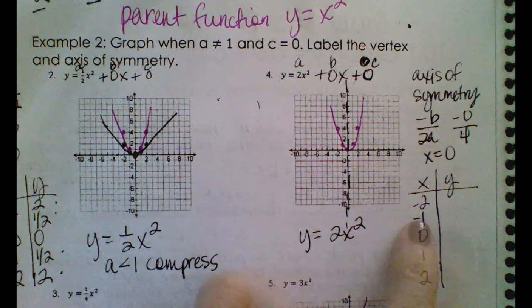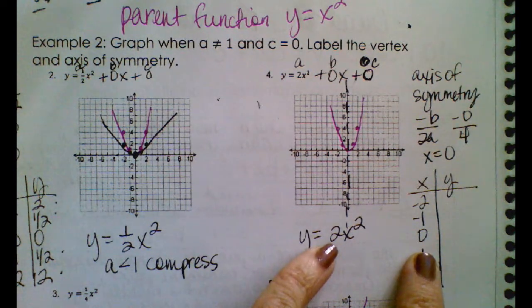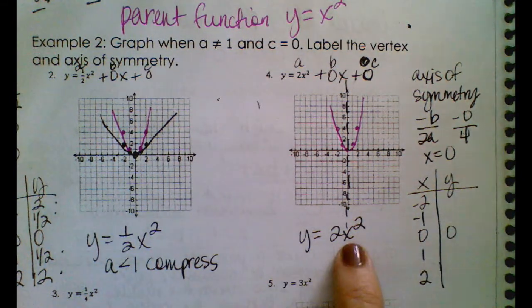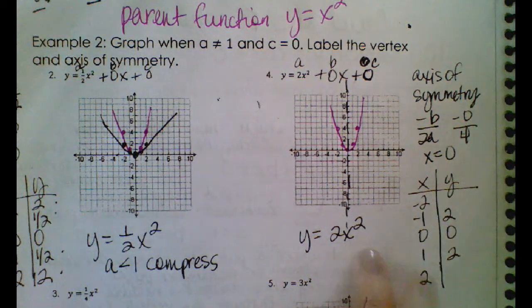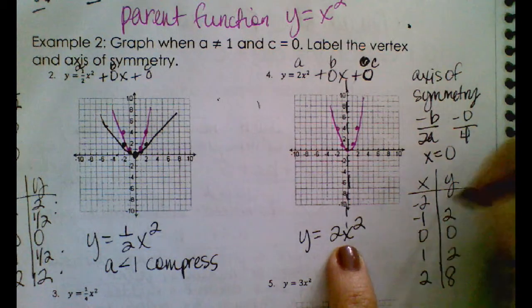So, Noah, let's do 0 first. What's 0 squared times 2? 0 times 2 is 0. Good. Okay, what's 1 squared times 2? 2. What do you think negative 1 squared times 2 is going to be? Is it going to be negative? What's negative 1 times negative 1? Times 2, 2. It's always going to be positive, right? Okay. And then what's 2 squared times 2? Good. What's negative 2 squared times 2? Good. Really good.